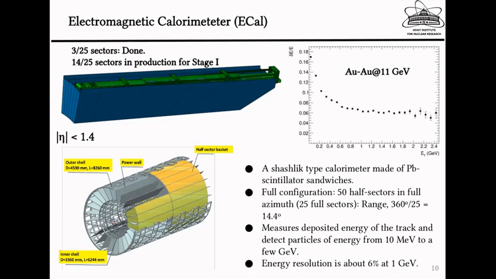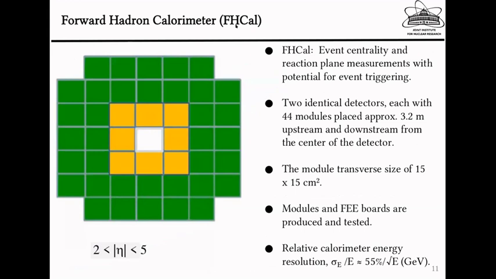The next detector is the forward hadron calorimeter. The purpose of this detector is to estimate the event centrality and the reaction plane measurement for collective flow analysis. It also can be used for event triggering. There are two identical detectors, each with 44 modules, and these are placed about 3.2 meters upstream and downstream of the center of the MPD detector.